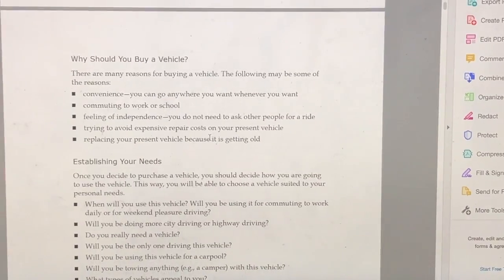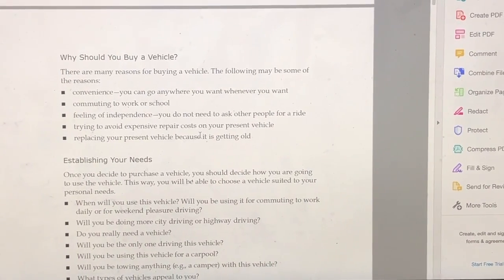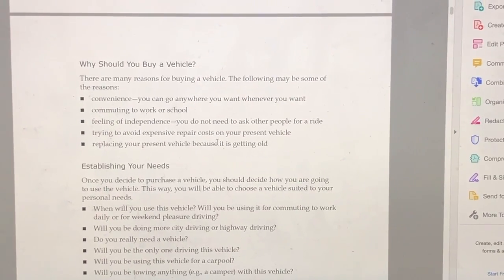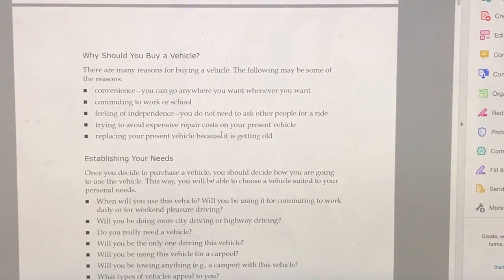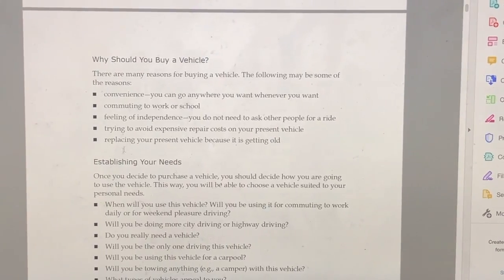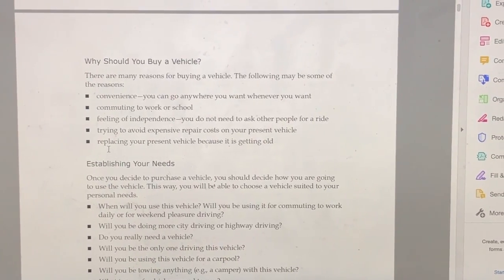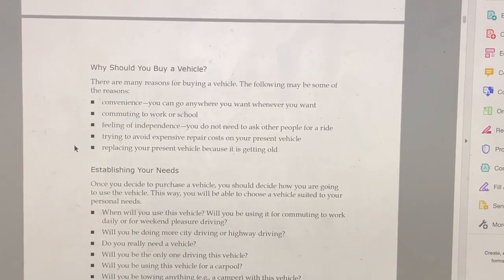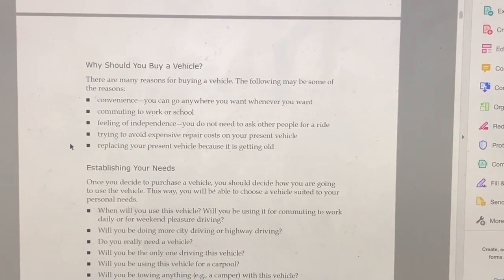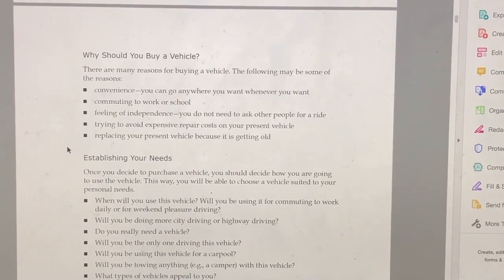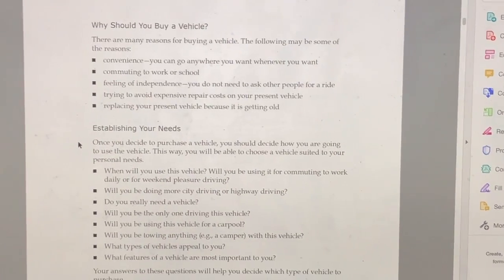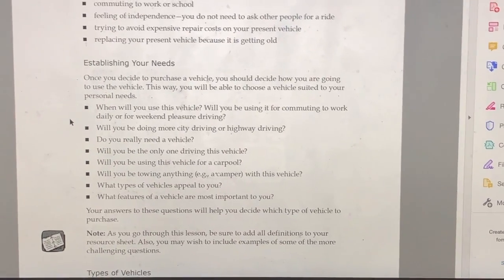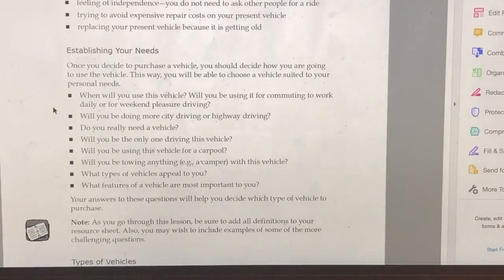Why should you buy a vehicle to begin with? Well, it's very convenient. You don't want to be taking the bus too often to work or school. It might be a difficult task for you. The idea that you're independent, you don't need to ask people for rides, trying to avoid expensive repair costs, replacing your present vehicle because it's getting old. Things like that might be reasons as to why you buy. So the important thing there is making sure you establish whatever needs in order to prepare for that.